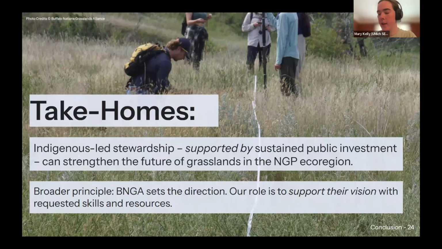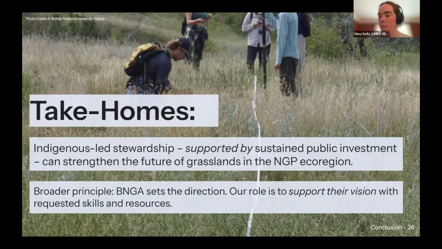But a few take-homes that we have, the first one's kind of a personal one, which is that throughout this whole process, BNGA has really set the direction of the project, like the proposal that they submitted initially and all these other goals, and our role as CES students and non-Indigenous students has been to really try and support their vision as best we can with requested skills and resources that we have here at U of M.